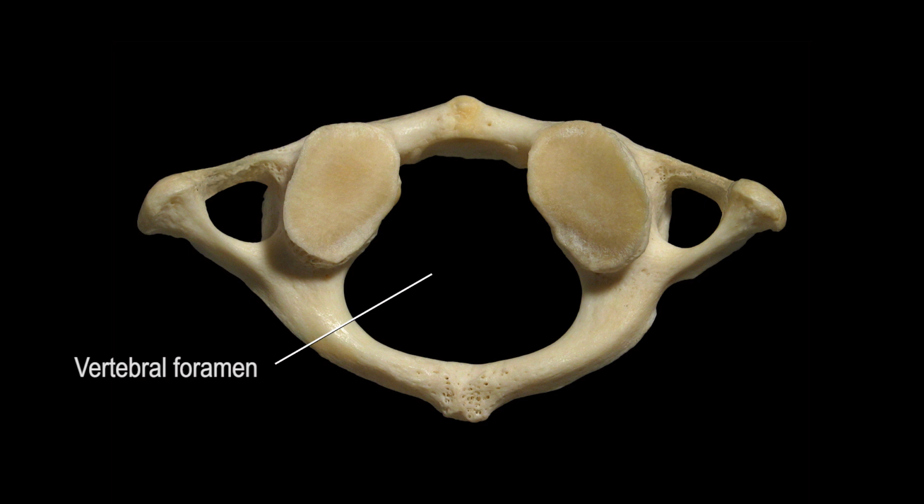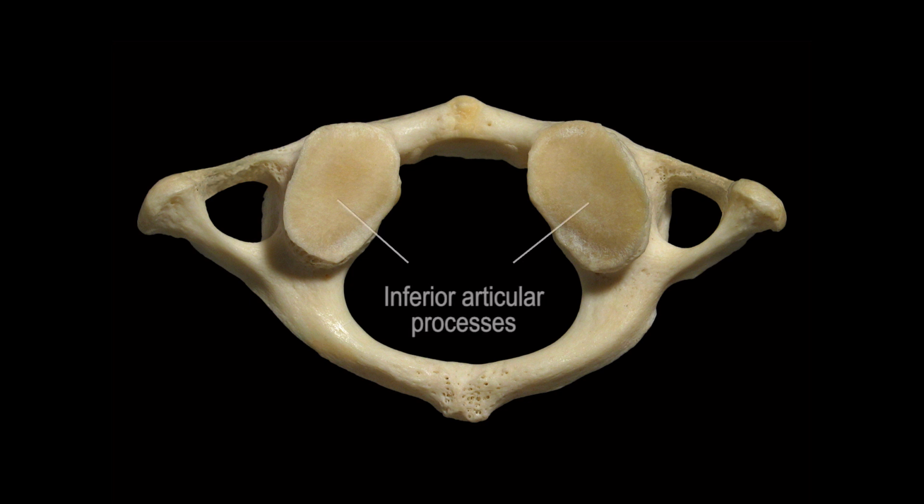The vertebral foramina of the cervical spine allow passage of the spinal cord. The vertebral foramina create the spinal canal. Now looking at joint surfaces, articular surfaces, we see the inferior articular processes, and on the inferior articular processes, we see the smooth, flat bone, which is termed the facet. We have two inferior articular facets here.